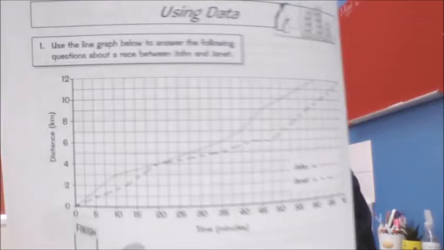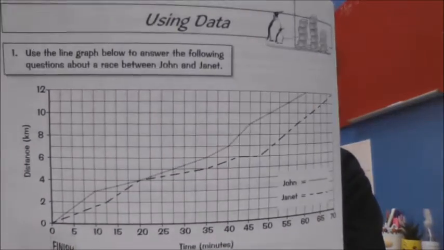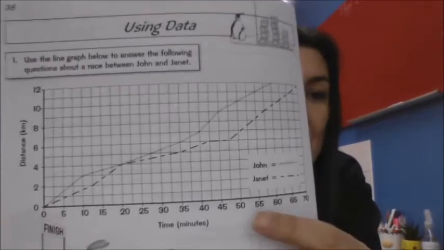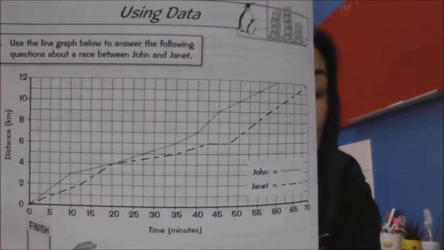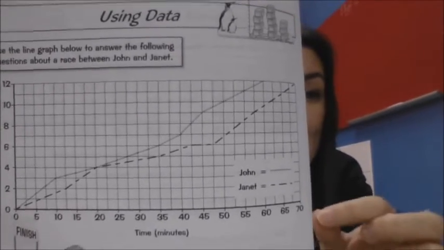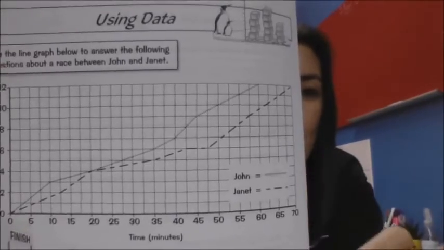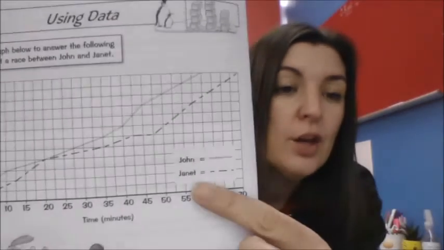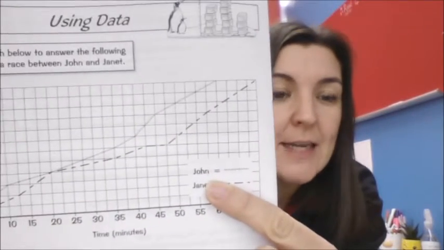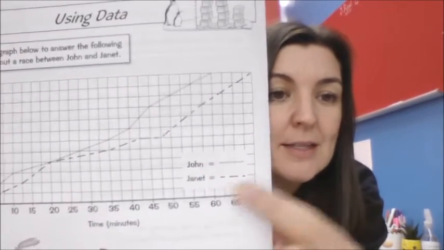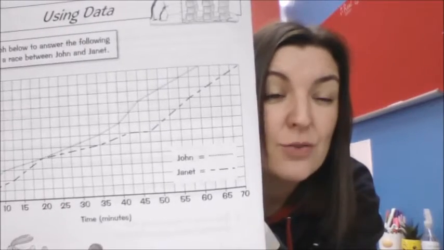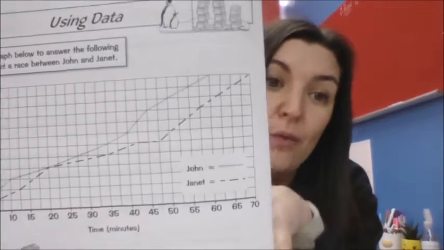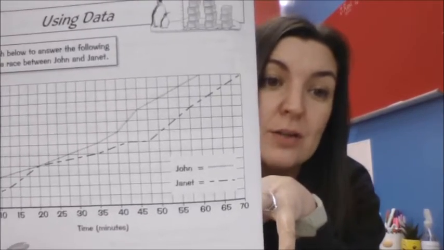So at the top you will see that you've got a graph, okay? So all of your questions today are on this graph here, okay? So it's about a race between two people, Janet and John. So you'll see here, John's line is the little tiny dots and Janet's is the dashes. Okay, so that's really important when you come to the questions to make sure that you are looking at the correct line when you are answering the questions.